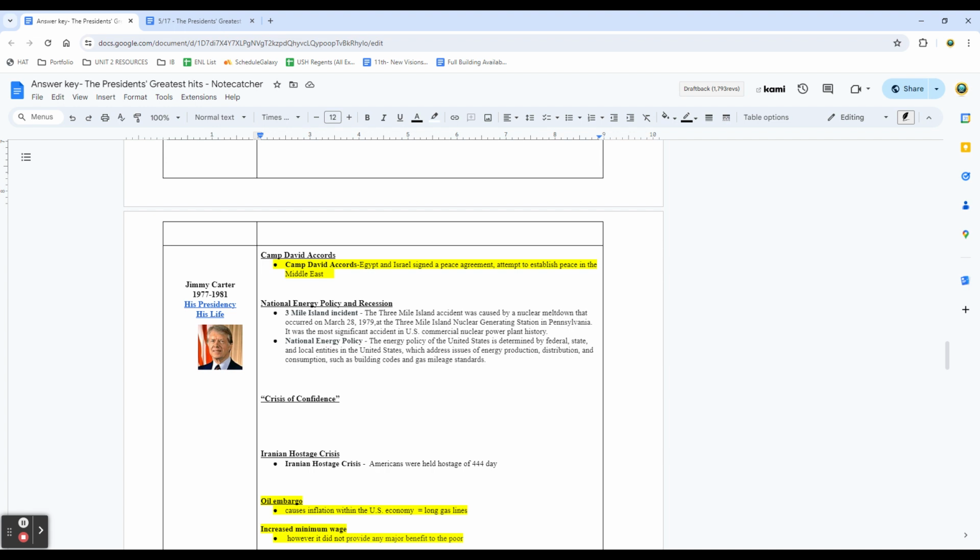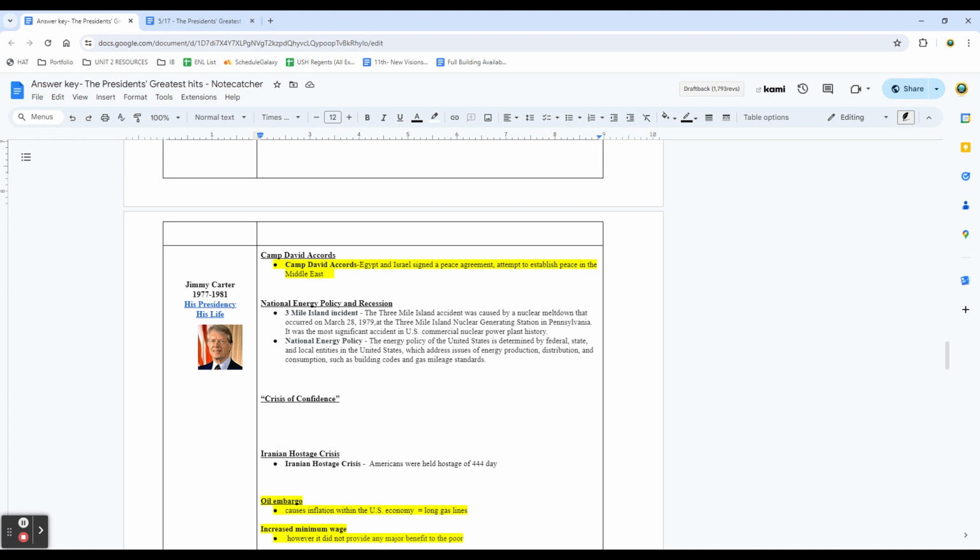Oil and gasoline are being limited to the population. There's also a nuclear meltdown at the Three Mile Island plant in March of 1979. And this creates a lot of issues that Carter's presidency has to tackle. If nuclear energy is not safe and oil energy is too expensive, what are we going to do?